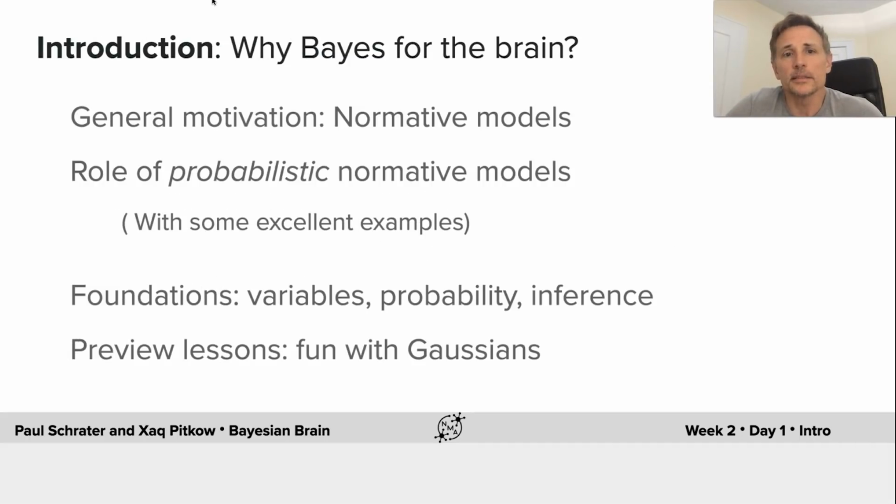So what is the motivation for studying Bayes? It really boils down to normative models, which I'll explain in the next few slides. The role that a probabilistic normative model will have, and hopefully we'll have a few good examples of that. We're going to show you some foundations, learn about how to think about random variables, probability inference, and we'll preview the lessons of the day. We could call it fun with Gaussians if you think those kinds of things are fun, which of course I do.